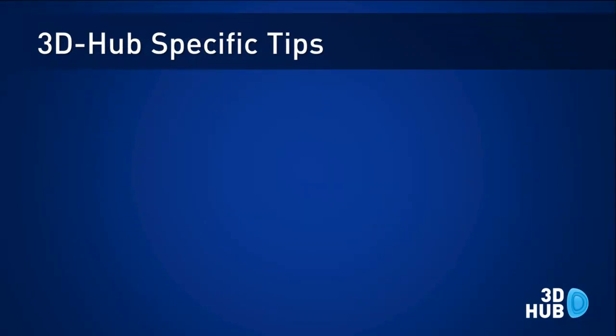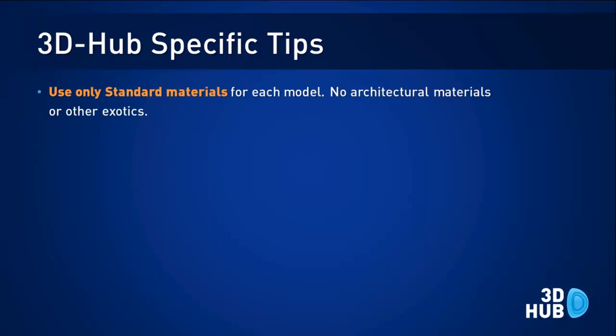That brings us on to the 3D-Hub specific tips. This is really a list of do's and don'ts that we use to make sure that what we see in 3D Studio Max is similar or exactly the same to what the user experiences once they get it into the 3D-Hub player. So for instance, we only use standard materials for each of the models.